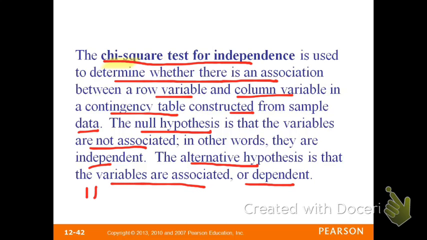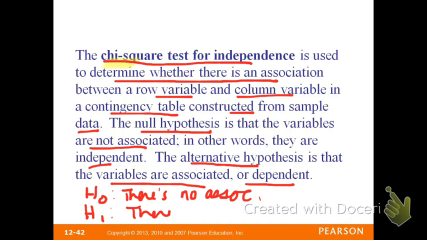So, just to clarify that, in easy words, the null hypothesis is always that there's no association between row and column variables, and H sub 1 is that there is an association between row and column variables. Okay?